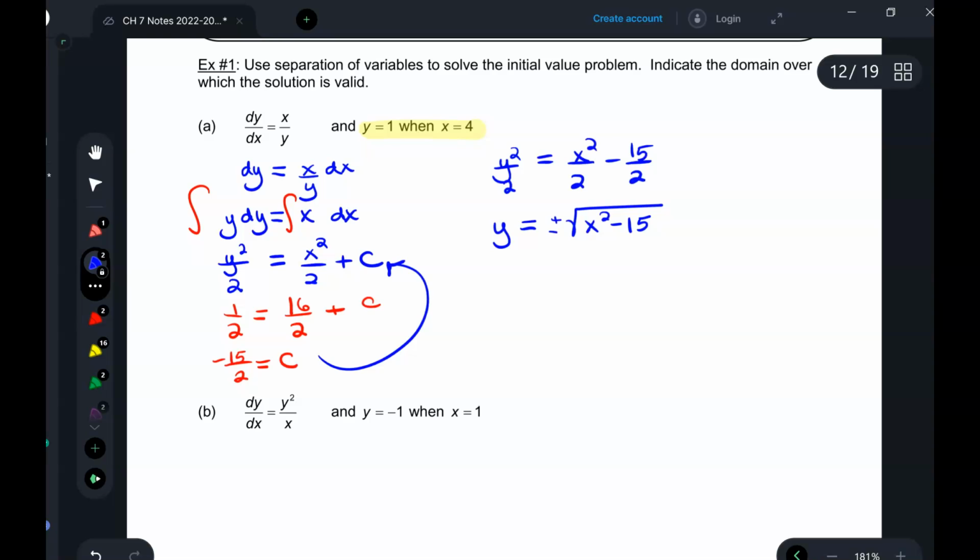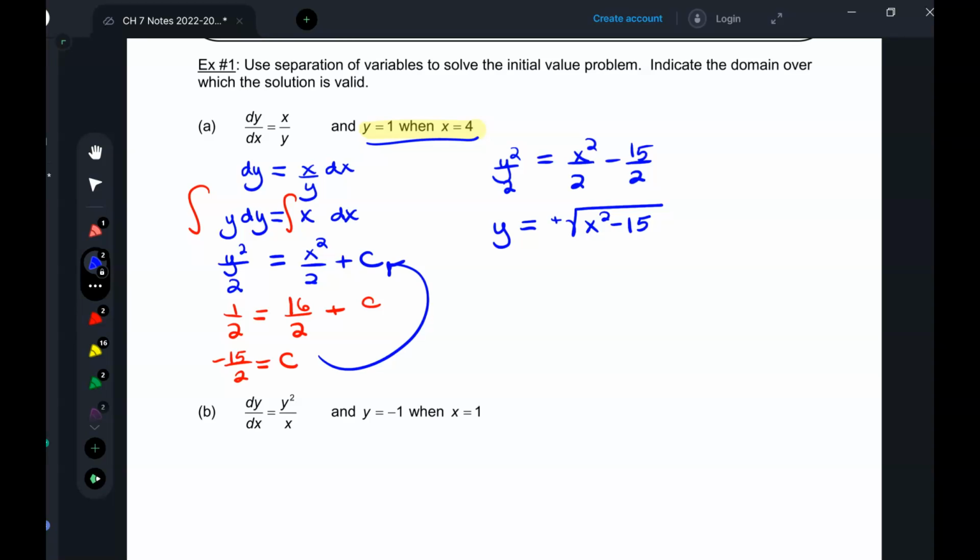Now, we're not going to have both of those. Remember, what we want to do is we want to go back, just make sure our initial condition is true, and that's not going to be true for the negative in front, so it's just going to be y equals the positive square root of x squared minus 15.